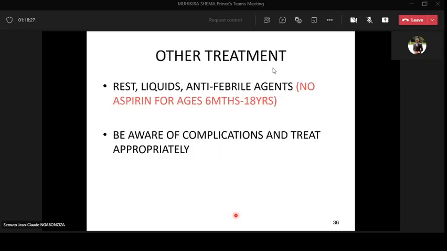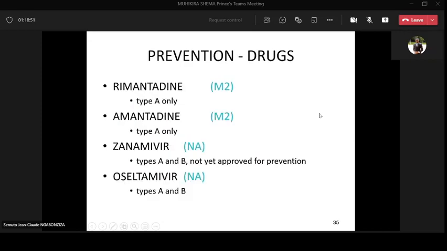So you can have other treatments for symptoms, such as lipid-lowering and antifebrile agents, and sometimes complications. You have to be aware and treat them appropriately. So it is key. Any question with respiratory tract infection?